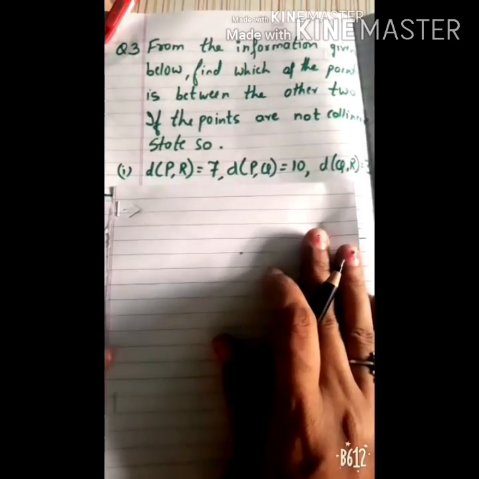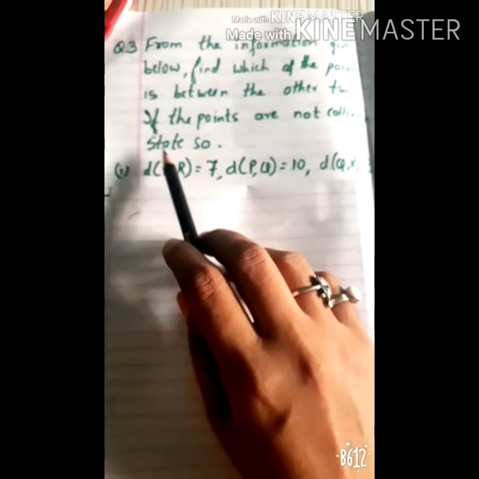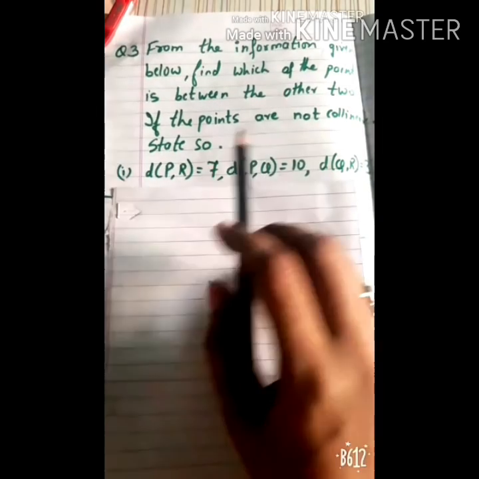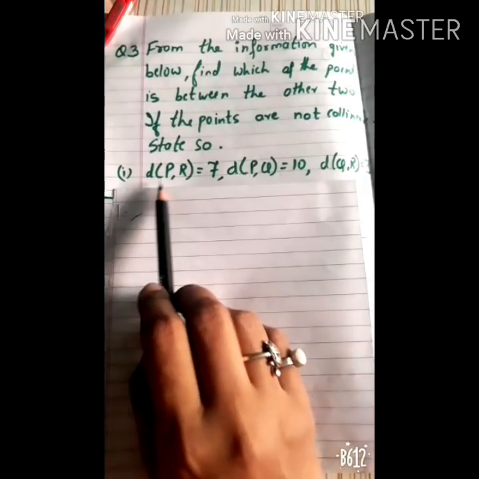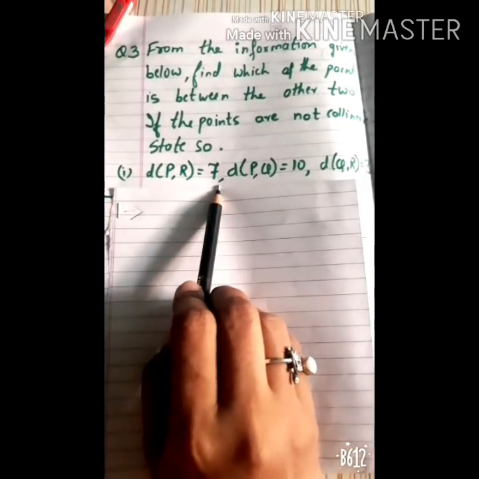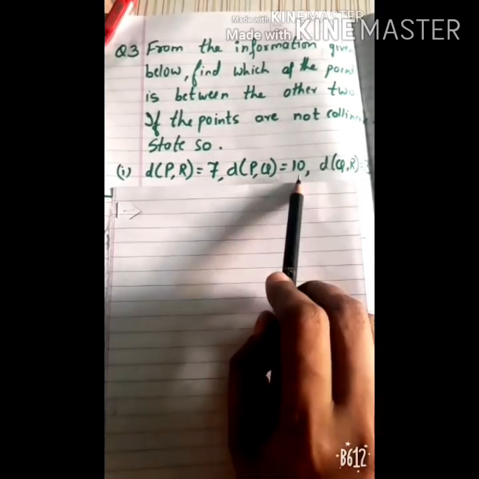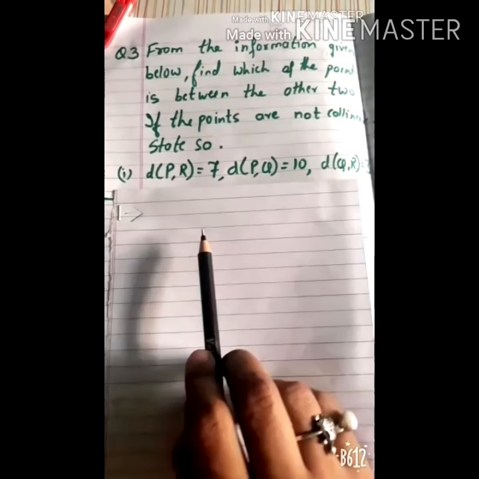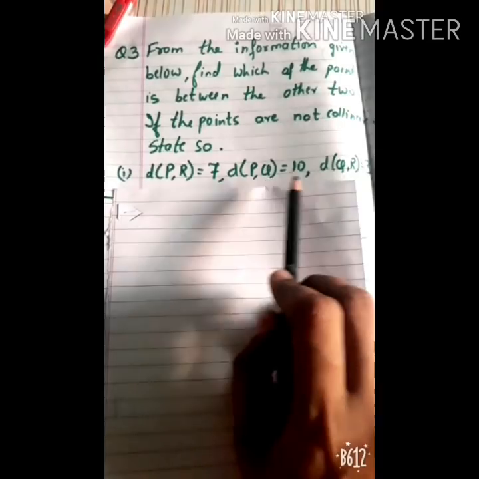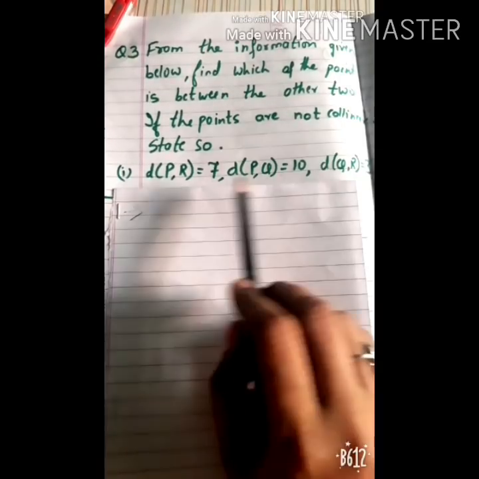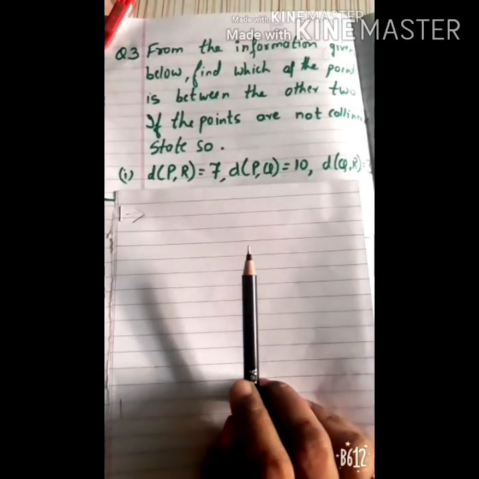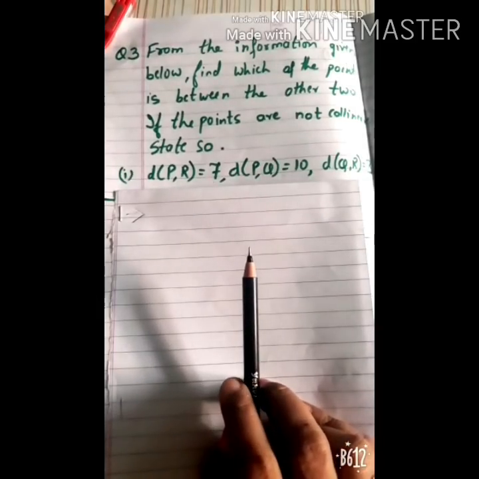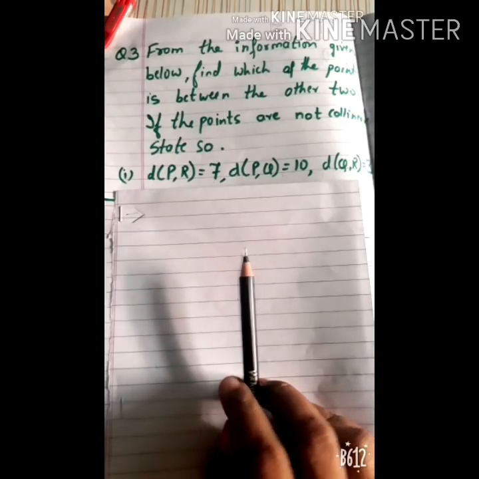Question number 3. From the information given below, find which point is between the other two. If the points are not collinear, state so. Sum number 1. The distance between the points P and R is given as 7. The distance between P and Q is 10. The distance between Q and R is 3. Among the three distances, PQ is the greatest, 10. Using these three distances, we will find out whether the points are collinear or not. If collinear, then we have to write which point is between the other two points. Let's start with the sum.